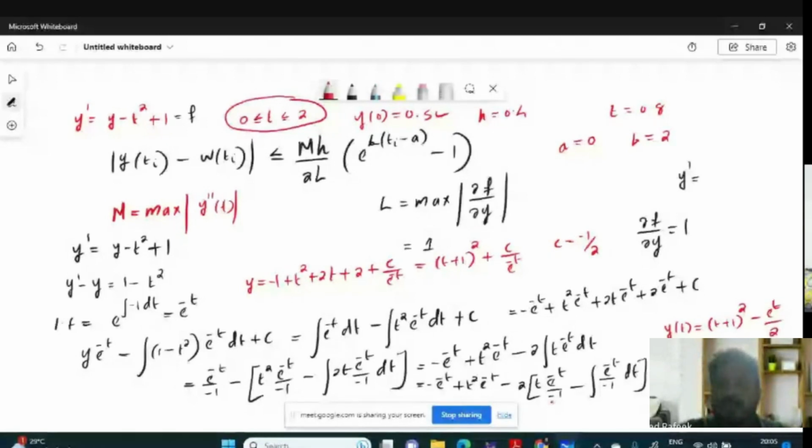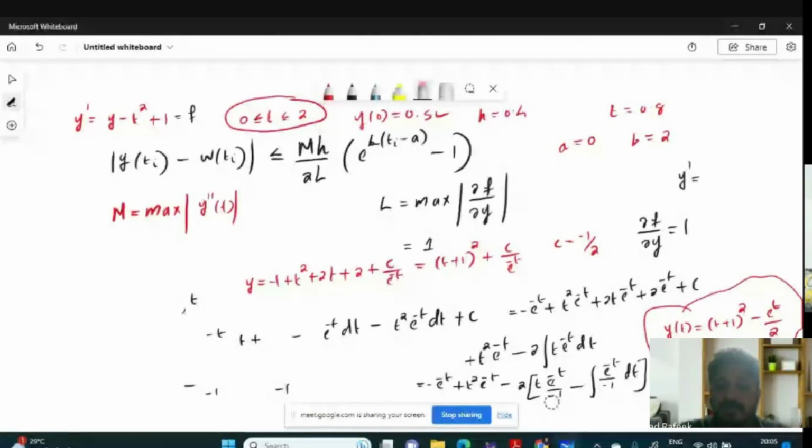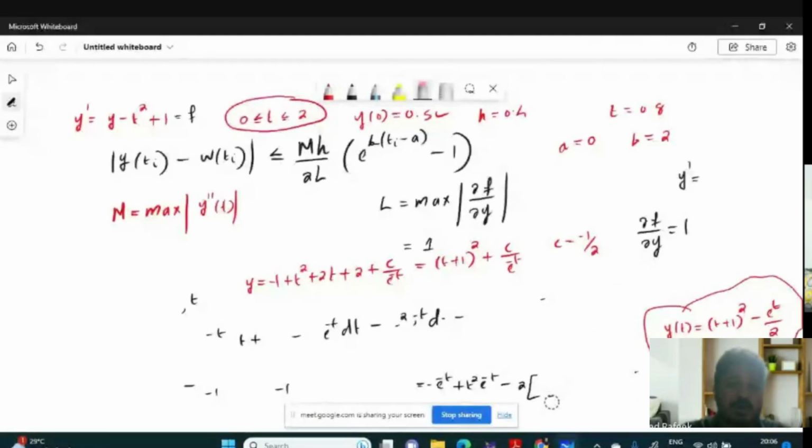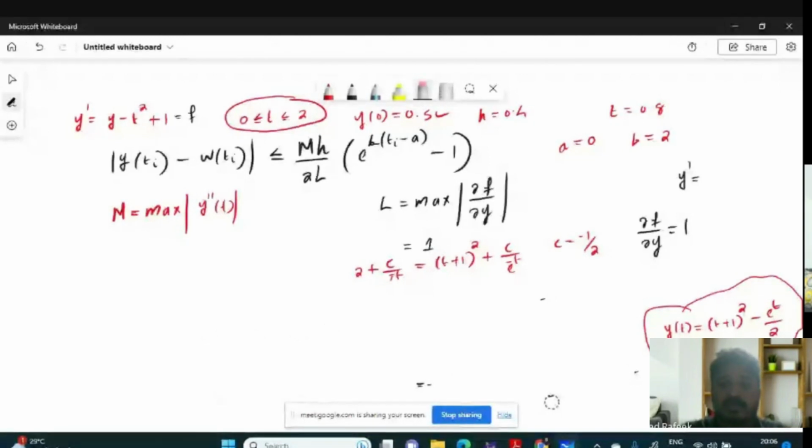This is a solution. You can verify it again. Oh, it's just a first order linear equation. You can verify it again. This is a solution. Let's work it out with that solution. Then you need to find the maximum.